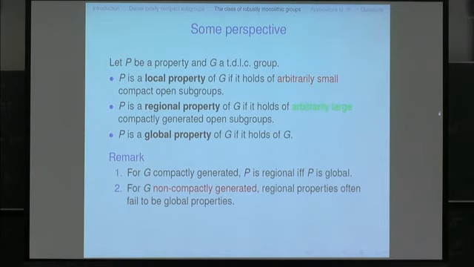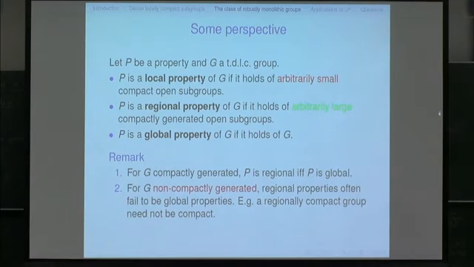Regional properties often fail to be global properties, and the example is if you think about a regionally compact group, it doesn't have to be compact. So regionally compact would mean that arbitrarily large compactly generated open subgroups are compact. That's not the same as being compact. A good example of a regionally compact group that's not compact, if you look at our favorite example, T3, and you look at a stabilizer of a boundary point, the set of elliptic isometries is regionally compact but non-compact.